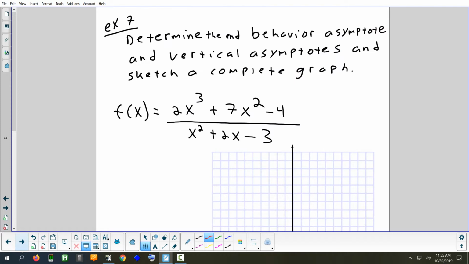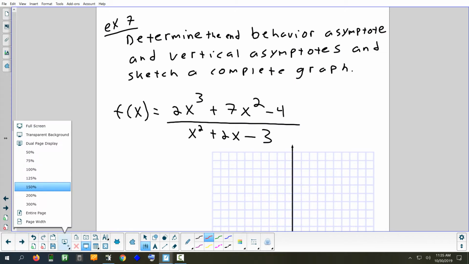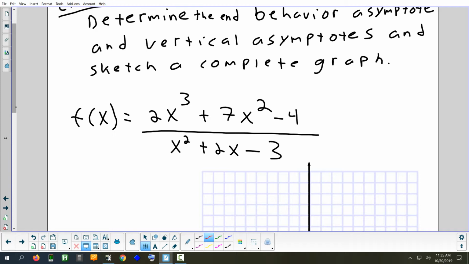Okay, let's look at this one. So, what's the degree in the top here? 3. What's the degree in the bottom? 2. What's that a difference of? 1. This is going to be a degree 1 asymptote. Step down from a quadratic. What do you get if you step down from a quadratic? What kind of equation? Linear. What's a linear equation look like? Y equals mx plus b. That's exactly what we're going to get here.